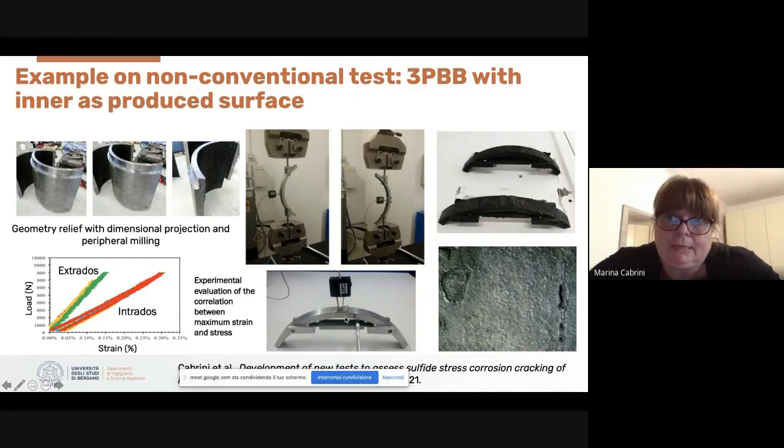This is the specimen before the test, and this is the specimen after 1 month of test in NACE solution with 1 bar H2S. It is possible to observe a close-up of the inner surface with the scale, the original scale, and the corrosion product. In this case, we have no cracks from the as-produced surface.